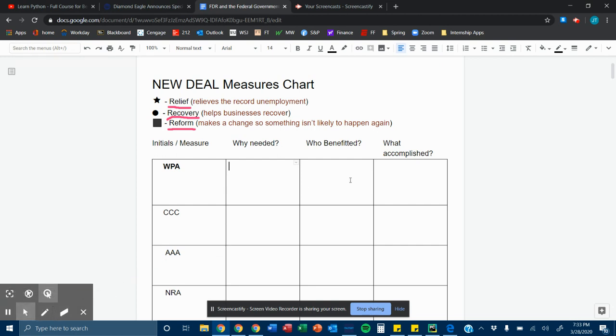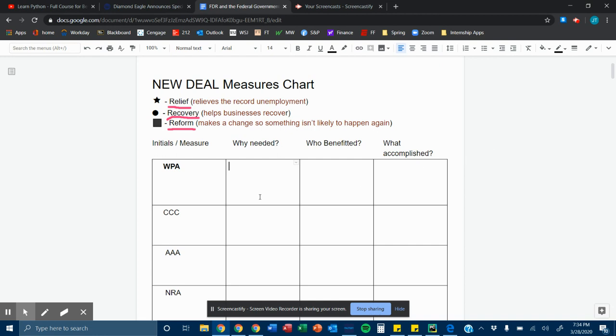Okay. So what I'm going to do for the rest of this screencastify is what I would probably do in the classroom. I'm going to tackle the first one as an example for all of you. We're going to go a mile deep and an inch wide.